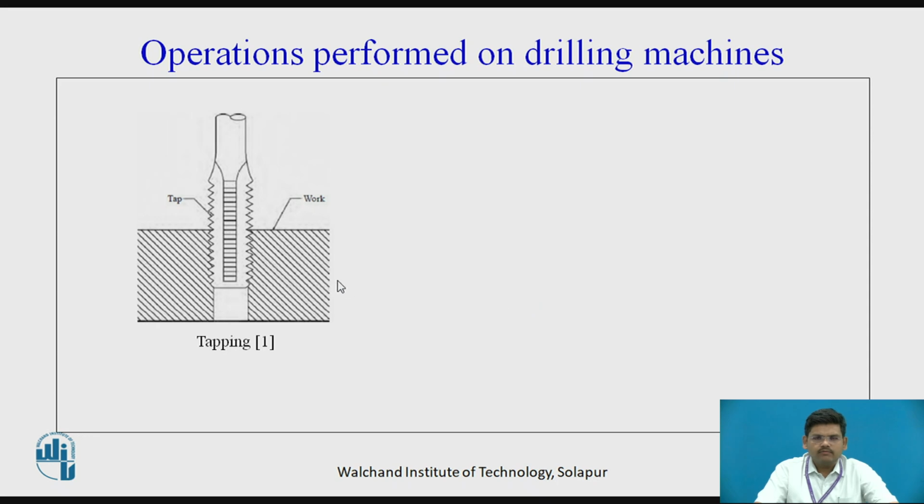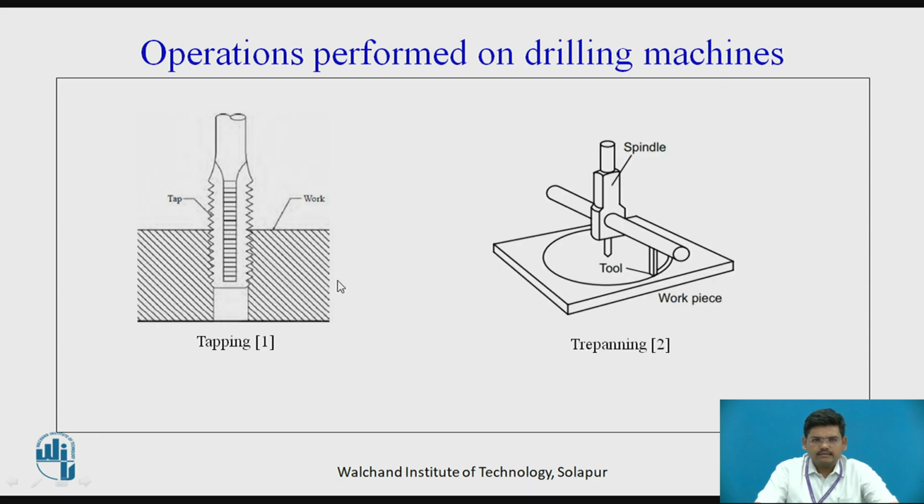Then we have tapping for internal threading, and then trepanning, which is used to cut a disc-like structure in the job, especially for thin jobs.